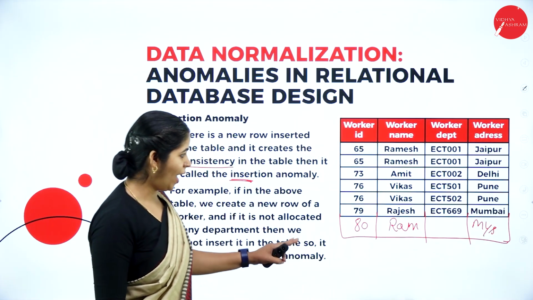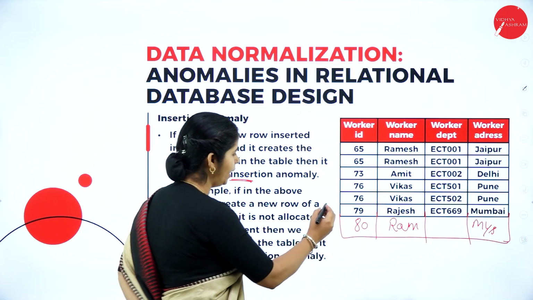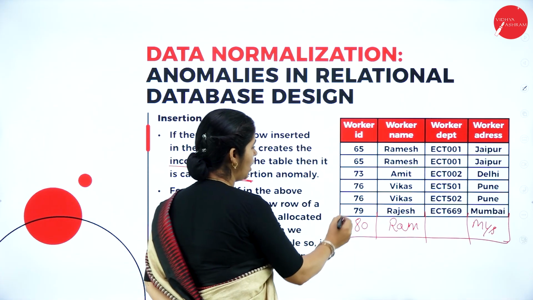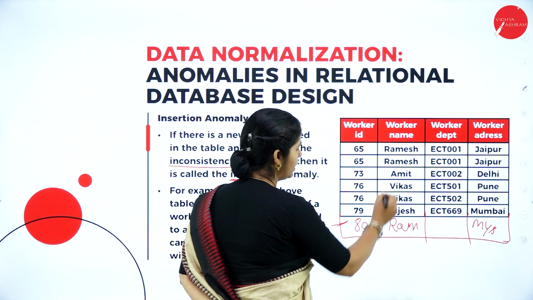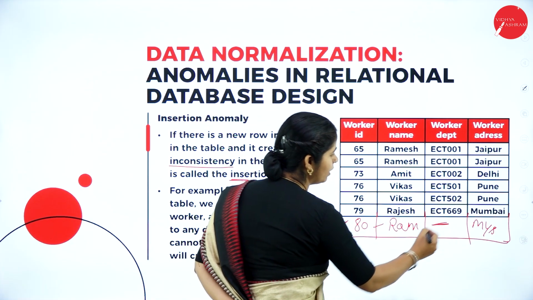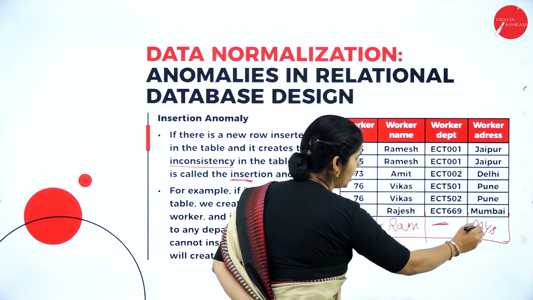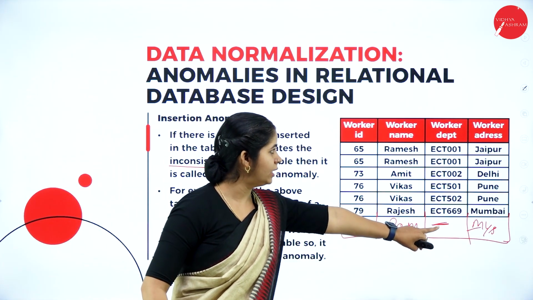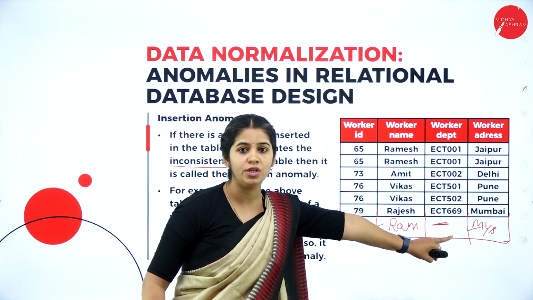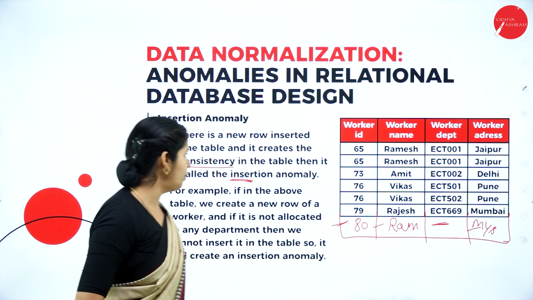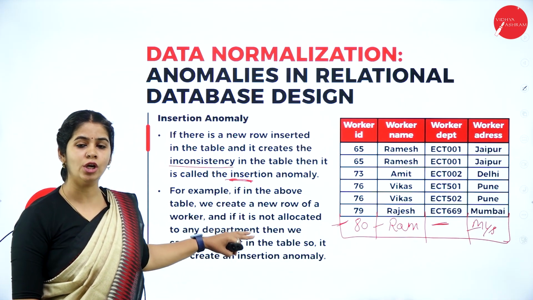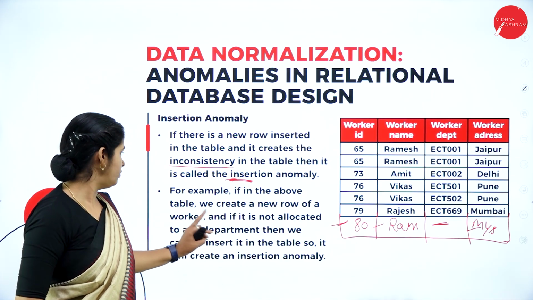Okay, what happens here? I have inserted one column, worker ID, and worker name, but here I have not given any value. Then worker address is inserted newly. But if we are not inserting which department the worker belongs to, this type of insertion leads us to the insertion anomaly. That is what we have.